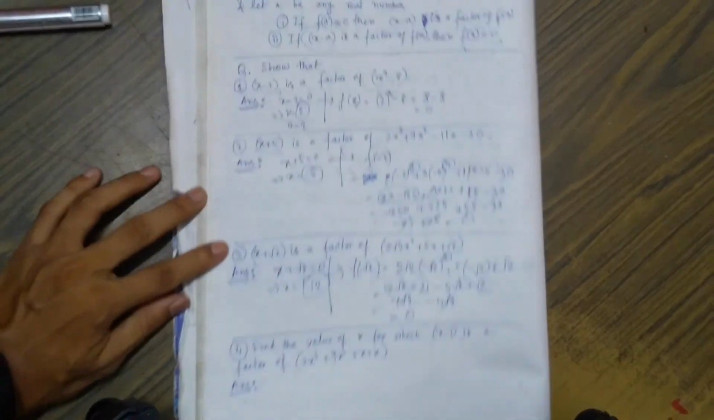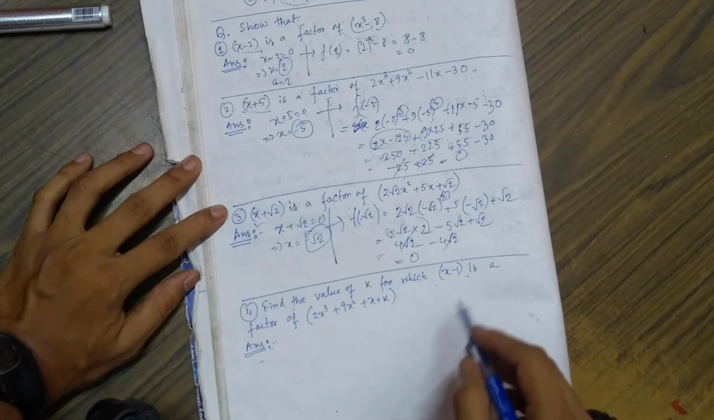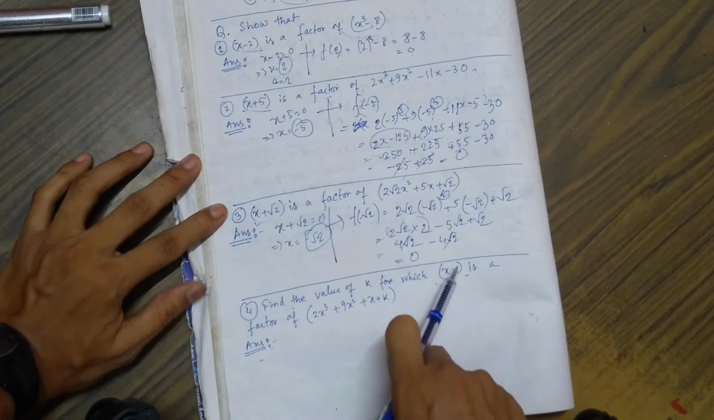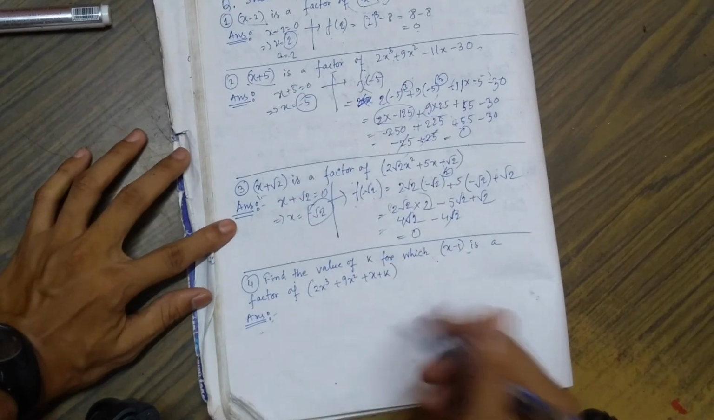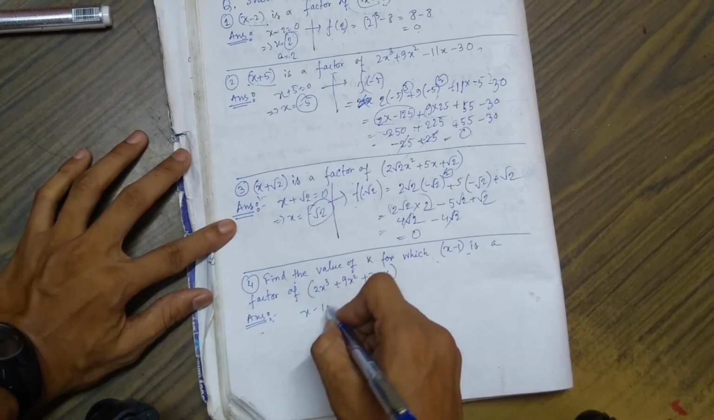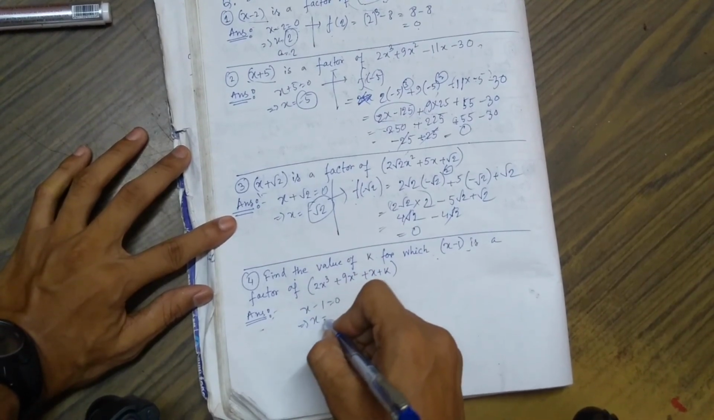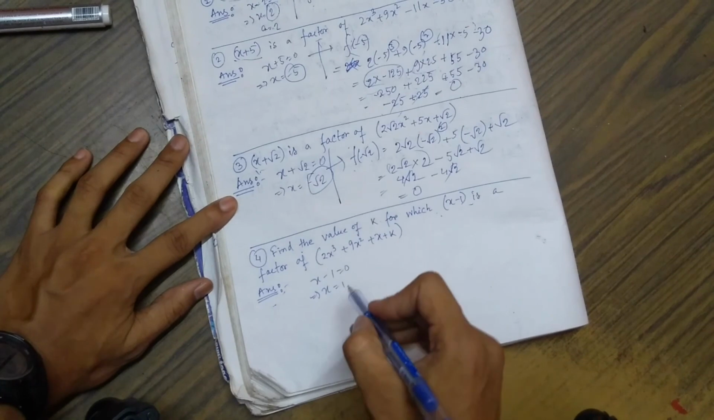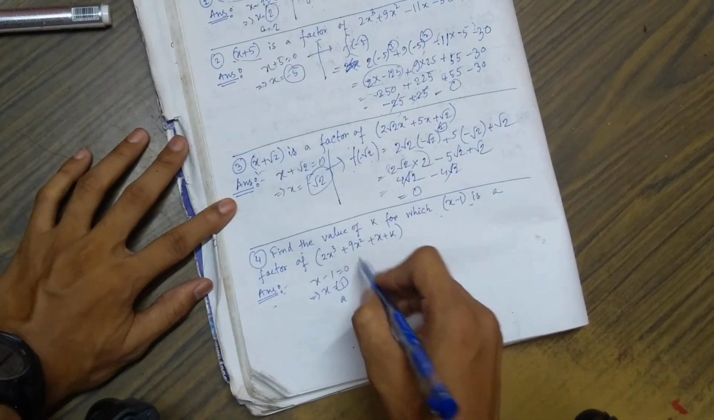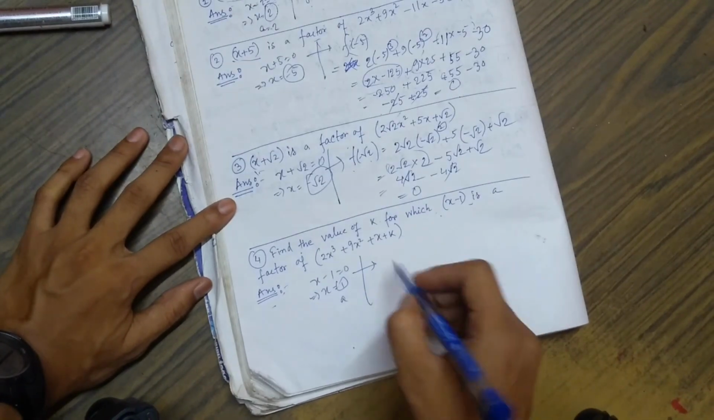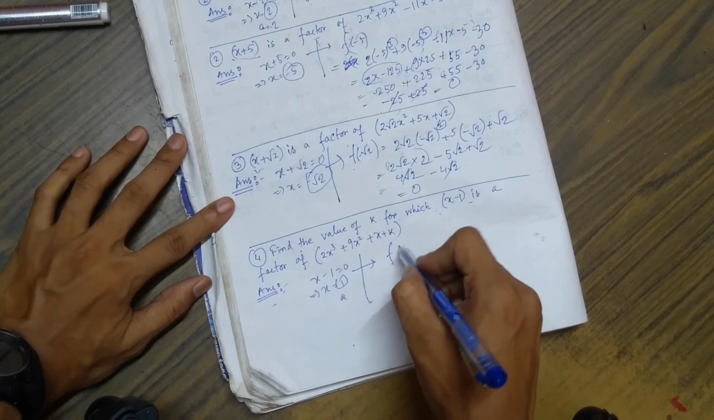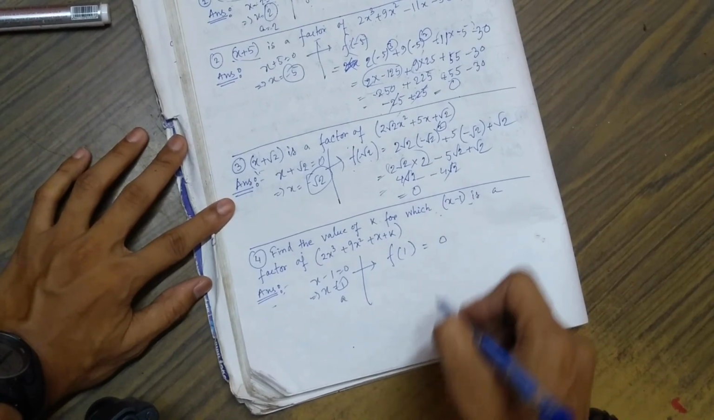Okay, so let's check. Here it was x minus 2 is a factor. They are telling us that this is a factor. So what will you use? x minus a is equal to 0, then x equals plus a. So this is the value of small a. We know by the theorem that f of a equals 0. That means f of plus 1 will be equal to 0.